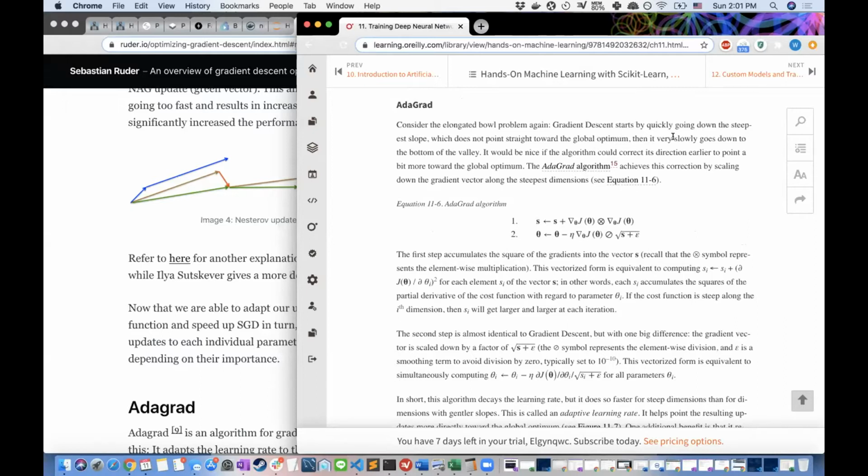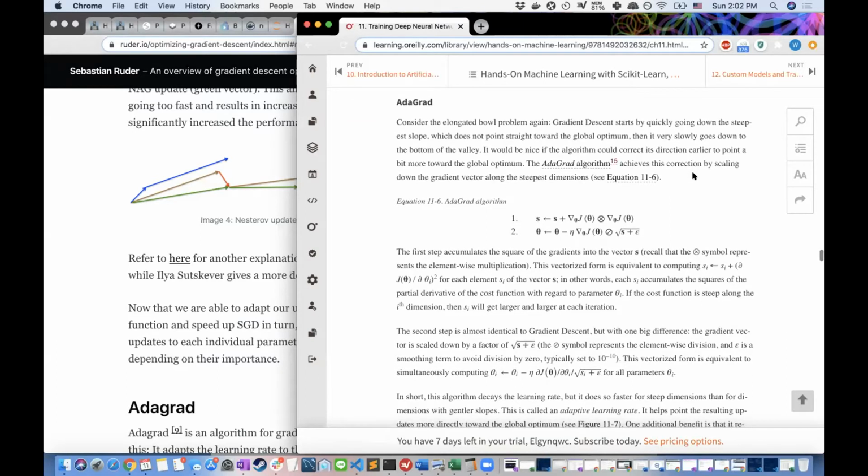Gradient descent starts by quickly going down the steepest slope, which does not point straight towards the global optimum. Then it very slowly goes down to the bottom of the valley. It would be nice if the algorithm could correct its direction earlier to point a bit more towards the global optimum. The AdaGrad algorithm achieves this correction by scaling down the gradient vector along the steepest dimensions.